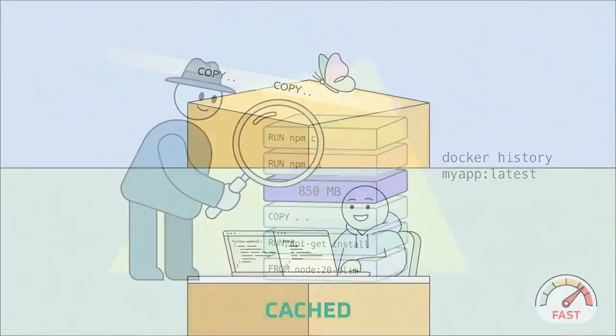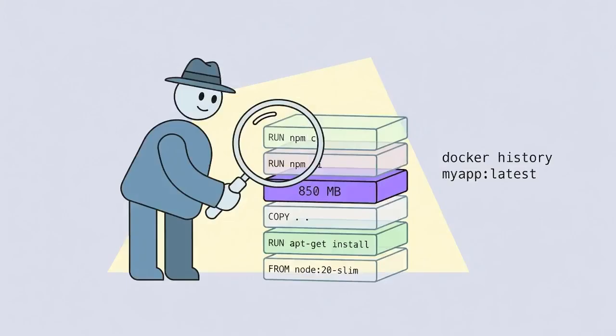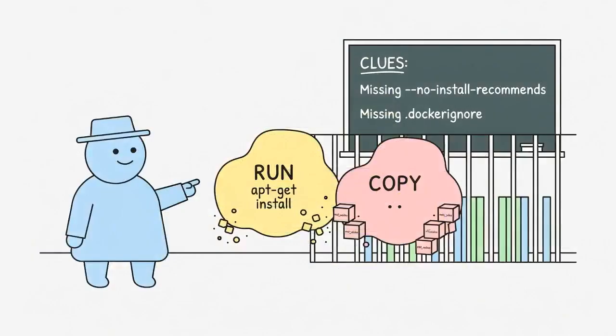That's it. Still, even good Dockerfiles grow bloated over time. That's where docker history comes in, the magnifying glass for your image. Run it against any image and it reveals every layer, its size, and exactly which Dockerfile instruction built it. Spot a 400 megabyte layer from RUN apt-get? You probably forgot apt-get clean.